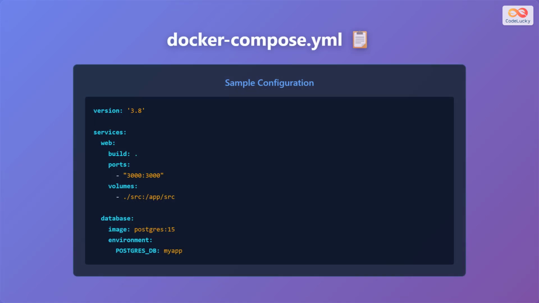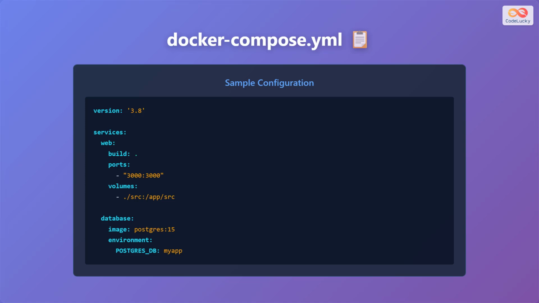Here's an example of a docker-compose.yml file. The version specifies the Compose file version. In this case, it's version 3.8. The services section defines the different services that make up your application. Here we have a web service and a database service.